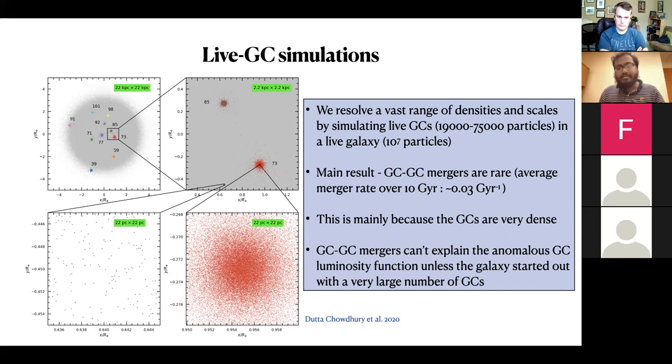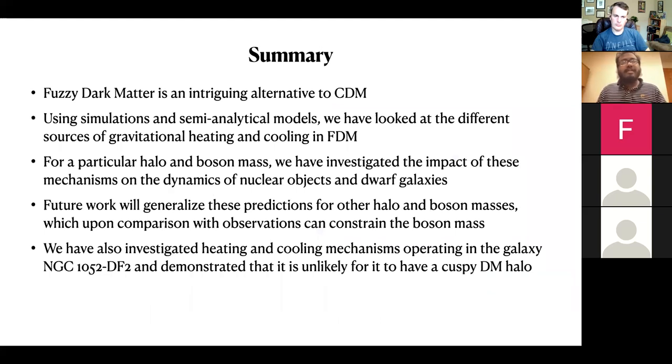The only case where they could explain it is if the galaxy started out with a much richer population of globular clusters. So if it had, say, 100 globular clusters to begin with, at least a factor of 10 larger, which seems a bit unlikely, because the globular cluster population currently observed is already anomalous. So therefore, mergers probably are not important in shaping the luminosity function of the globular clusters. So I'll stop here, I'll leave you with my summary, and I will take questions.